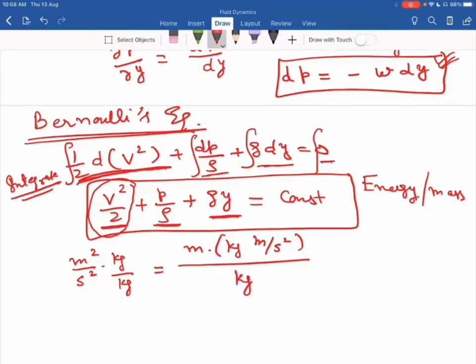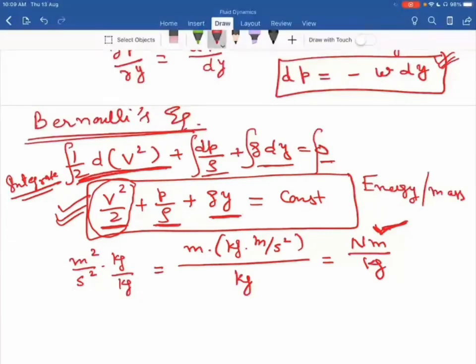Now this you can also write as: kg into meter per second square is mass into acceleration, so we can write it as force, that is Newton. Newton meter per kg. So Newton meter is energy. Okay, energy per unit mass. So that means in this equation each term represents energy per unit mass.